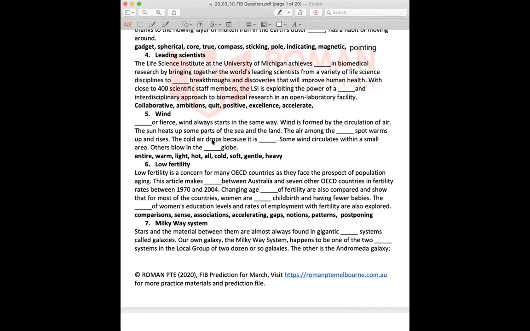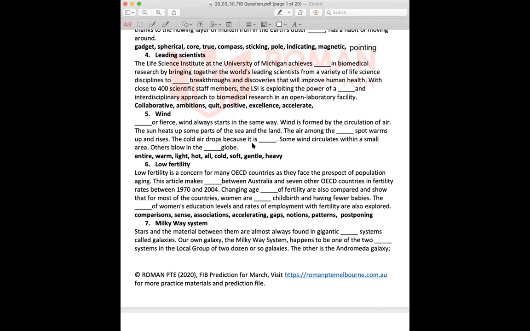And then after that, the cold air drops because it is heavier. So why does it drop? Which kind of things tend to drop? Think about it. Heavy things. So again, if you read, the air among the hottest spot warms up and rises. Warm becomes lighter and goes up. Cold becomes heavier and it drops. So it makes perfect sense now. Some wind circulates within a small area. Others blow across the globe. Again, think which word often is used with globe. And that would be entire globe, which means entire earth. So again, that's a collocation. So that's the answer for question number five.